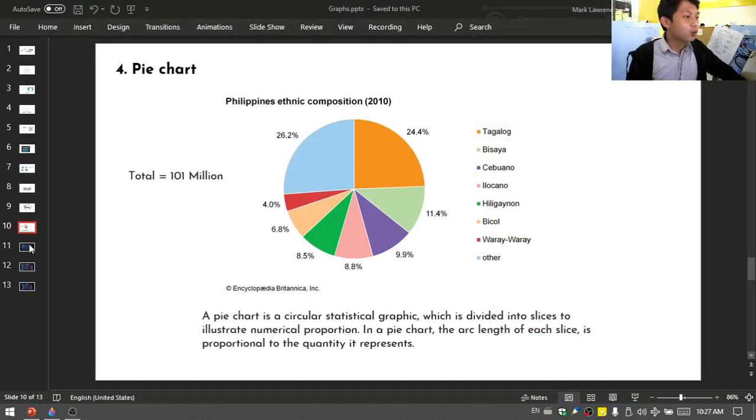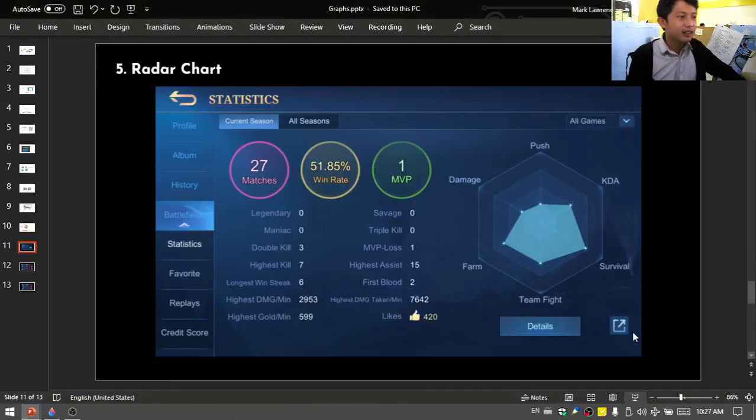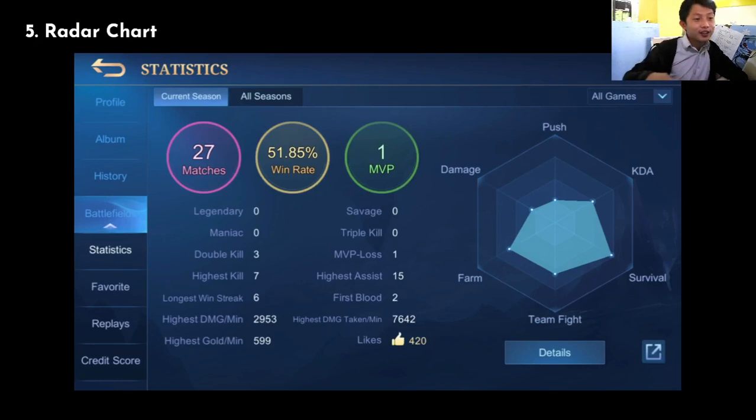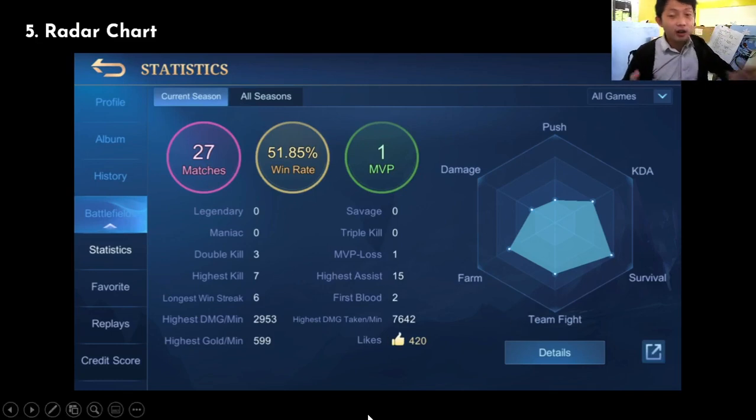Alright, so the last one is radar. Okay, so alam ko familiar na sa inyo to, yung radar chart. Okay, so ito yung radar chart ng account ko sa ML. So mapansin nyo, radar chart gives you the characteristics, or not just characteristics really, but more sensitive information about me. Right? So, it gives you the relationship of several factors.